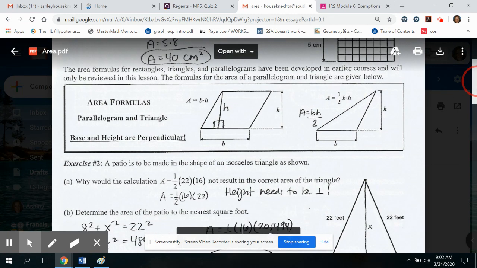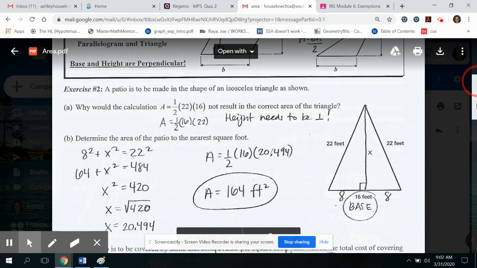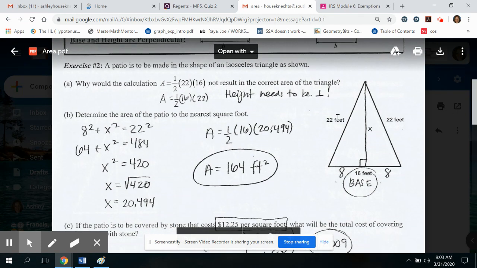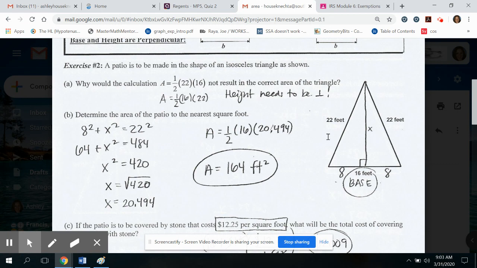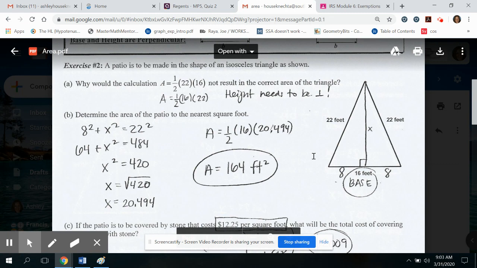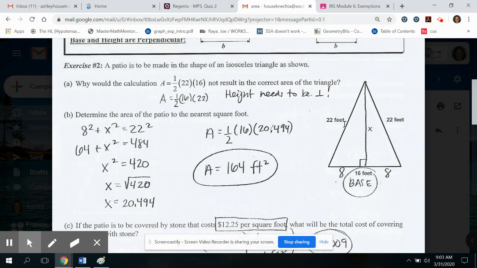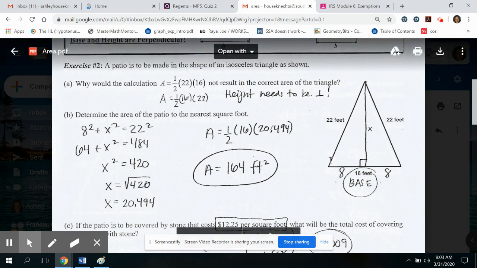With this second example, they're giving you an isosceles triangle. They said each leg is 22 feet and the base is 16 feet. Can I just say 1/2, using that formula, the base of 22 or the base of 16, either way, times the other dimension, 22? Why can't I use that? The issue is 22, whether you choose this length or this length, is not perpendicular with the base of 16.